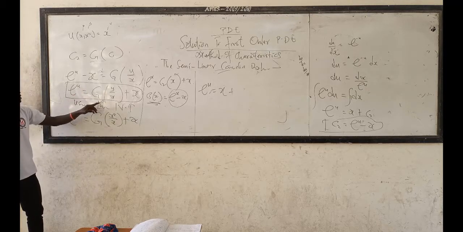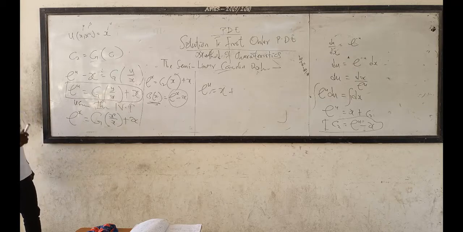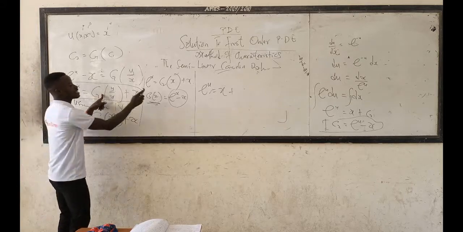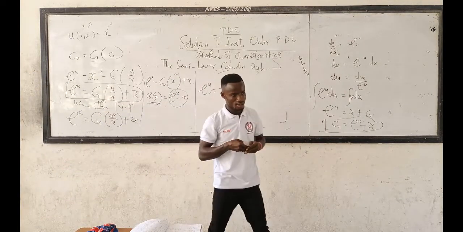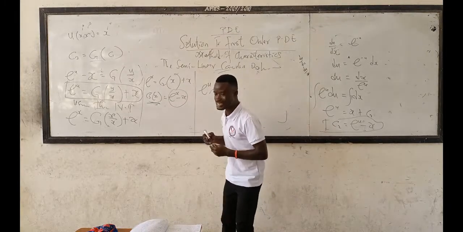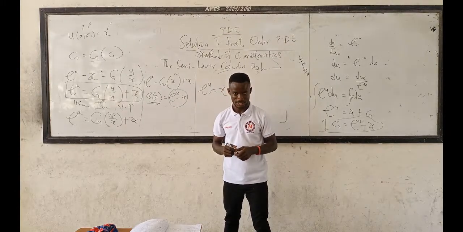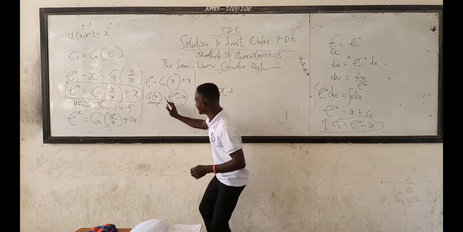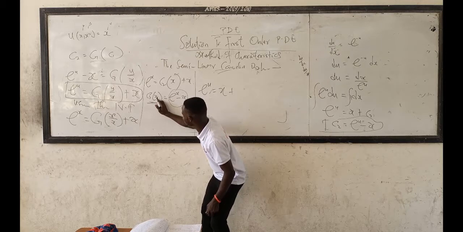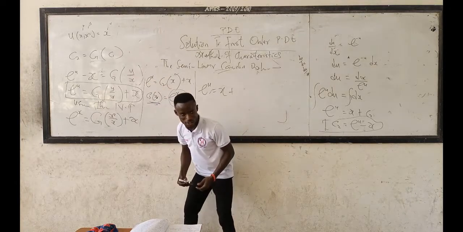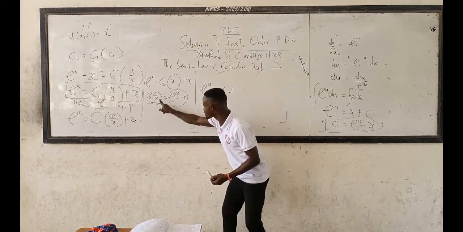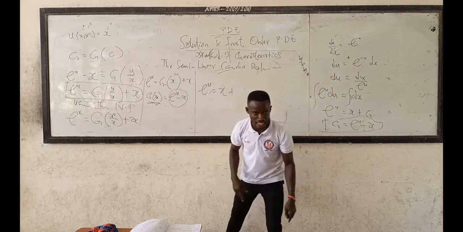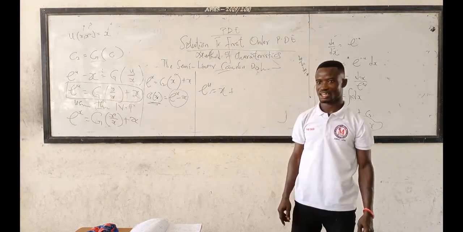So u is going to be equal to s plus, now watch, this g is defined here. It's like a composite function. See, this x is the whole of this here. So if g of x is equal to this, that means that wherever you see x here, put y over x there.